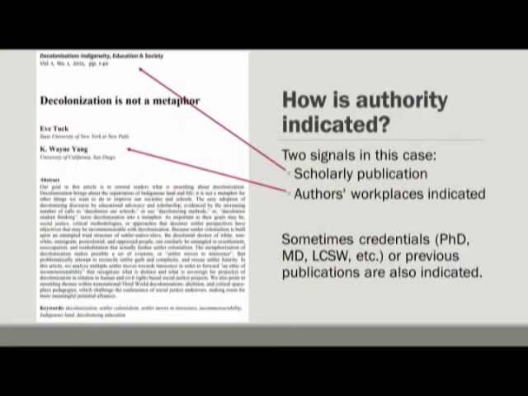When we talk about scholarly information sources, there are several ways authority can be conveyed. The most common way is for an author's place of employment to be listed. In this article, for example, the universities where the authors work are clearly labeled. Other indications of authority include the fact that an article may be published in a scholarly journal or in a book published at a scholarly press, or the author's credentials, like degrees or previous publications, can be listed in an author bio or in blurbs on books.